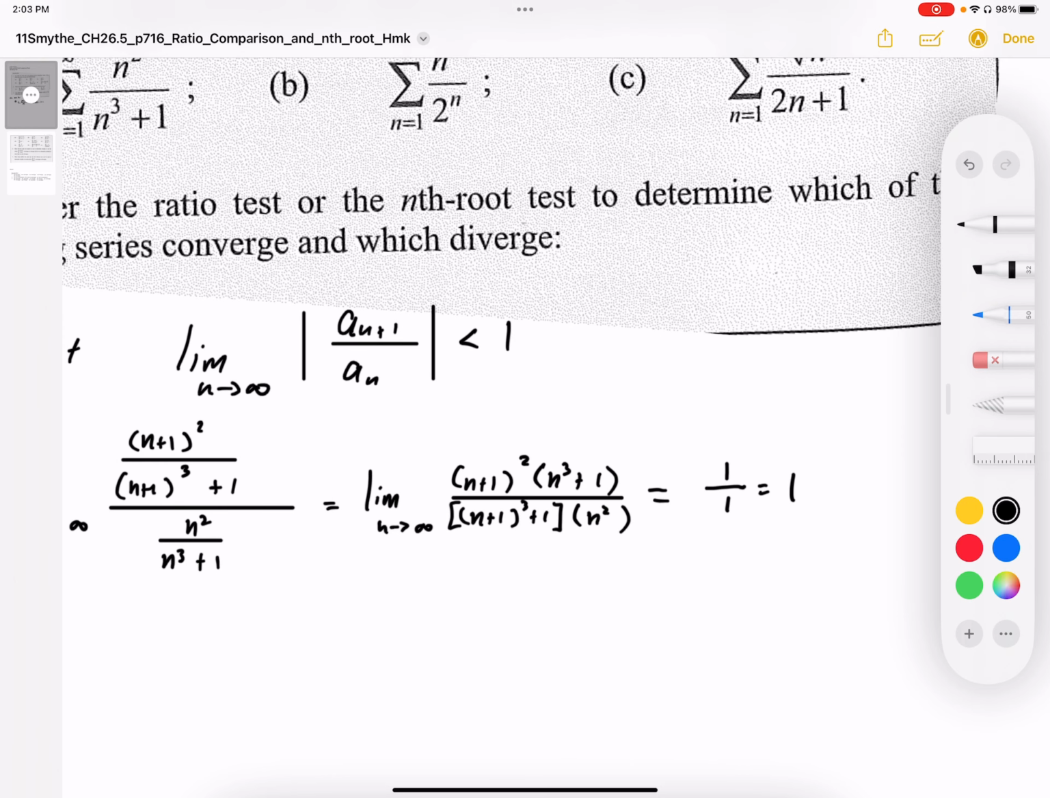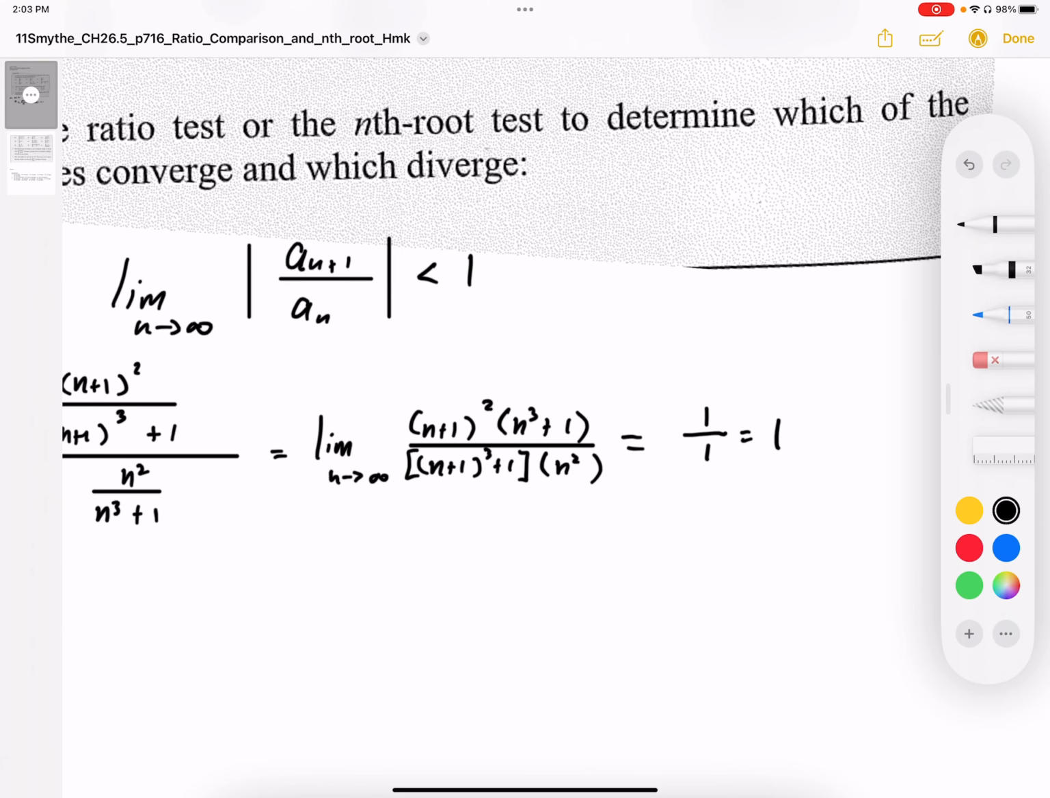Well, our ratio test requires that we find that the limit is less than 1. Not equal to 1, but less than 1. So in this case, this is inconclusive. Okay, so I'm just going to write that out. So my limit equaling 1, this means that this is an inconclusive test.